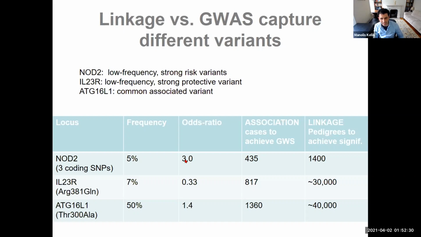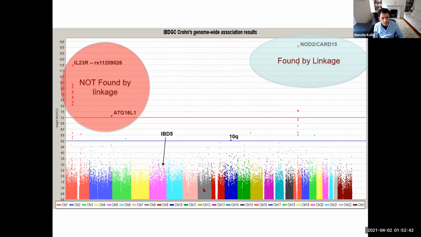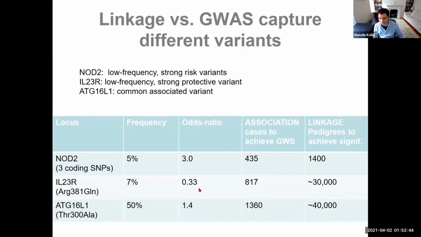That means that if you carry the risk allele, then you are 3 times more likely to have the disease, to have Crohn's disease. By contrast, IL-23R, which is here, is actually a protective allele. This allele decreases your risk. So the rarer allele, the less common allele, decreases your risk.